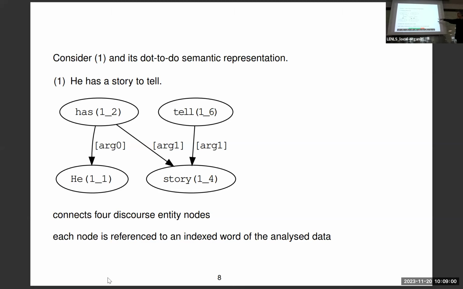It should be reasonably easy to see that this is representing this information. We've also got the information here that the story was told, but we don't have teller information here. It could be that he is doing the telling, but that's not what that sentence says. So we haven't got a link between the he and the tell here. Okay, so that's the general look of these representations.